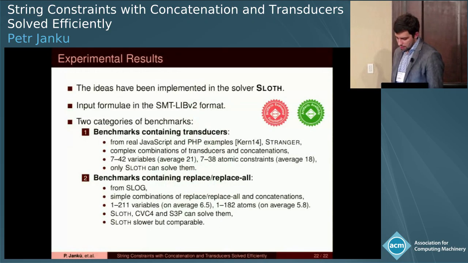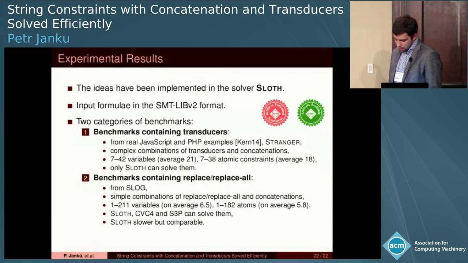And the idea has been implemented in the solver Slough, which reads input formulae in the SMT format. We have 4 sets of benchmarks divided into 2 categories. The first category contains 2 sets of benchmarks, which are based on real JavaScript and PHP examples, and contain complex combinations of transducers and concatenations. These benchmarks can be solved only by our tool.